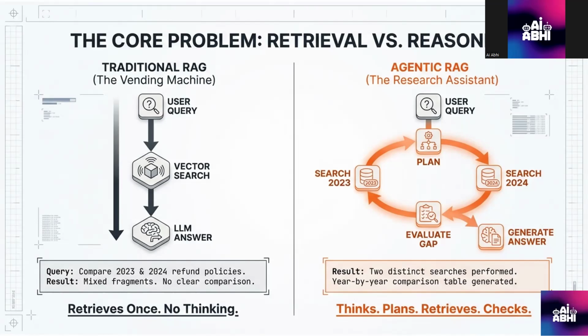Let me make this crystal clear. Traditional RAG is a straight line. The user asks a question, the system retrieves the chunks, and the LLM generates the answer. One shot, no thinking, no looping, no decisions.